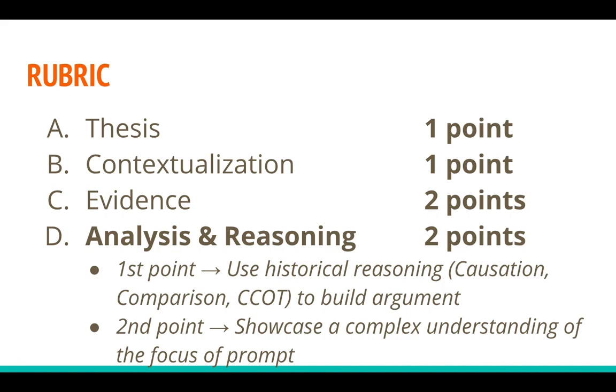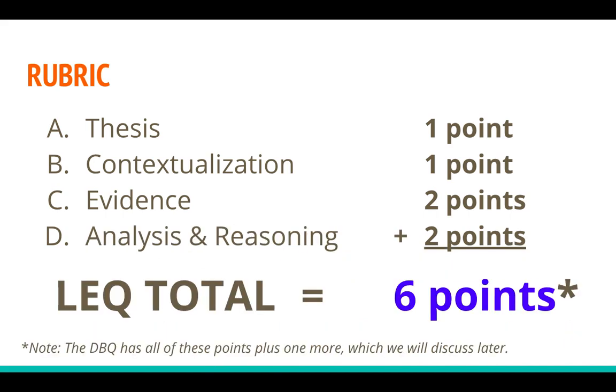Okay, so all in all, y'all, the rubric adds up to 6 points. Okay, the DBQ has one more point attached to it, but we're going to discuss that later. But for the LEQ, you're going to get 6 points. Okay, just like your SAQs, these will be weighted and they'll be curved initially, and then slowly the curve will be removed. And we'll talk about what that looks like more in class.